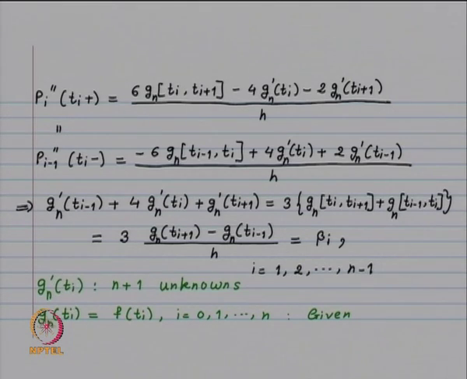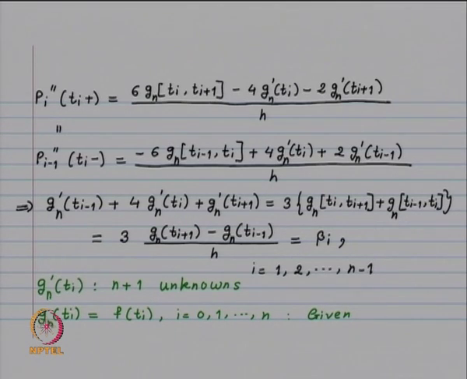So, these are n minus 1 equations, whereas the unknowns are g n dash at T 0, g n dash at T 1, up to g n dash at T n. So, we have n plus 1 unknowns: n minus 1 equations and n plus 1 unknowns. So, it is going to be an underdetermined system and we will have two variables free, and hence in order to fix uniqueness, or in order to determine G n uniquely, we add two extra conditions.